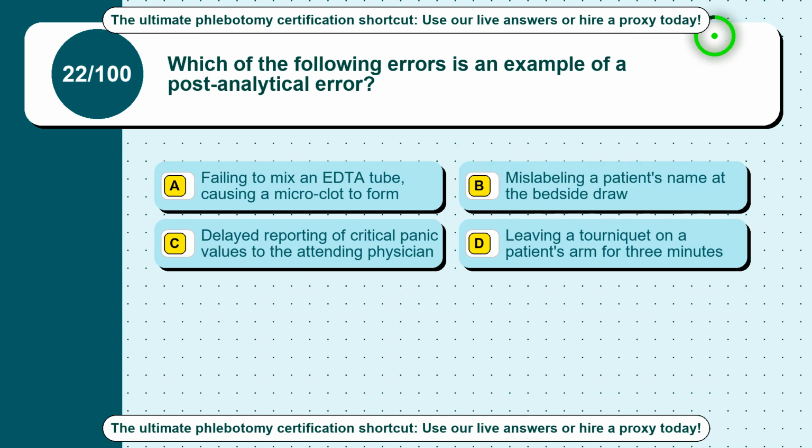Question 22. Which of the following errors is an example of a post-analytical error? Option A, failing to mix an EDTA tube, causing a microclot to form.